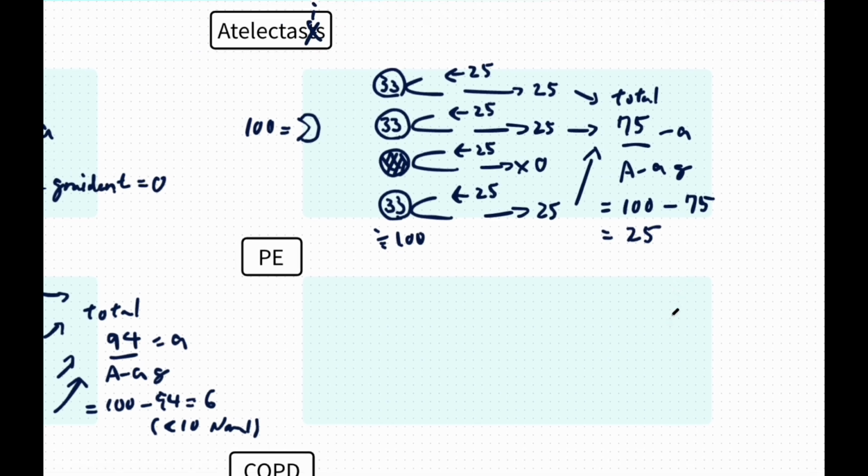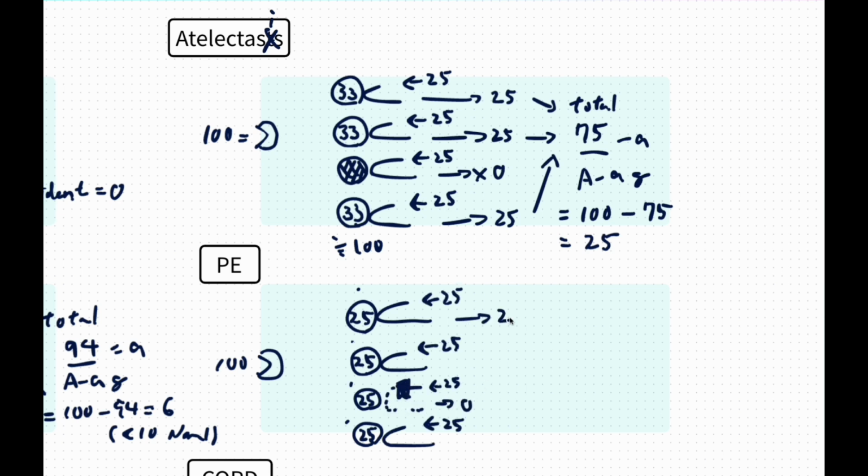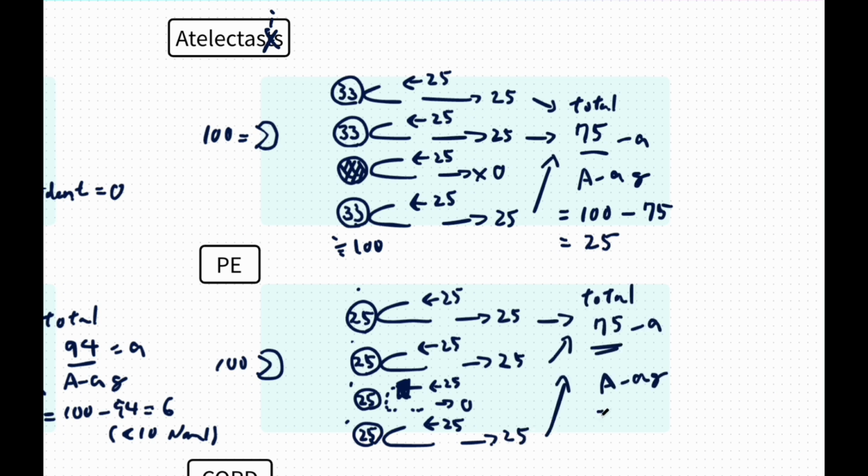PE looks the same, but is actually different. Alveoli receive normal oxygen, but perfusion is absent in the blocked region. So uptake is 0, and total uptake becomes 75. So the AA gradient is 25. This is classic dead space physiology.